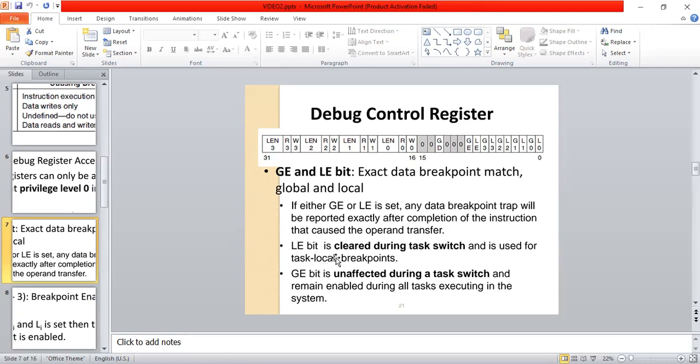GE and LE: exact data breakpoint match, global and local. If either GE or LE is set, any data breakpoint traps will be reported exactly after completion of the instruction that caused the operand transfer. The LE bit is cleared during a task switch and is used for task local breakpoints. The GE bit is unaffected during a task switch and remains enabled during all task execution in the system.